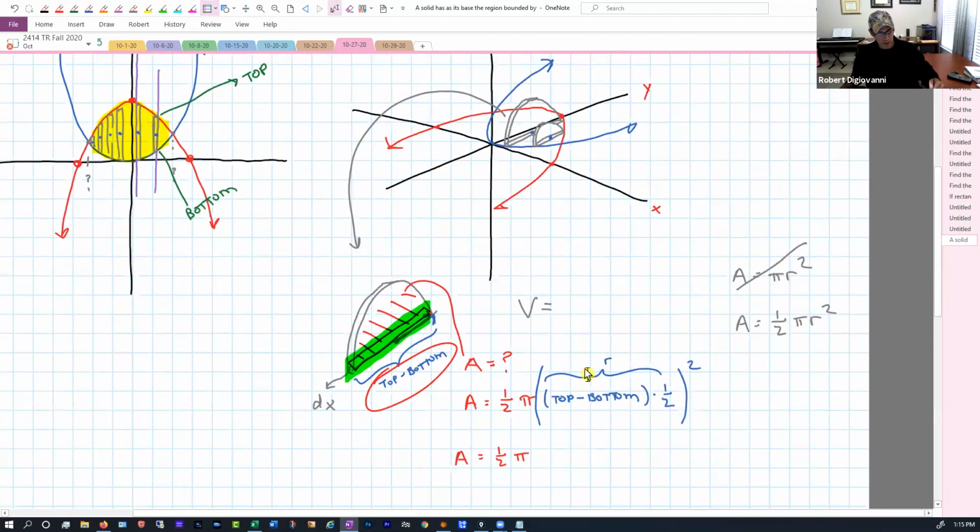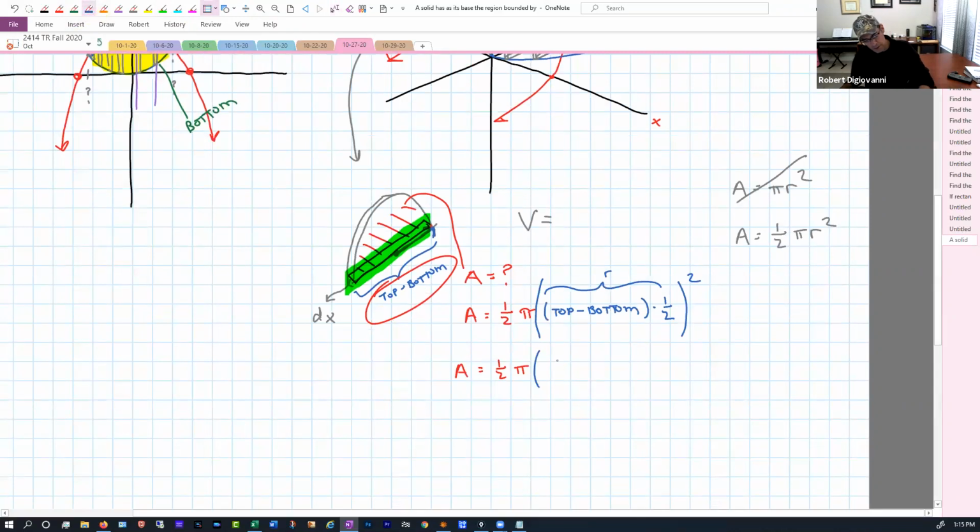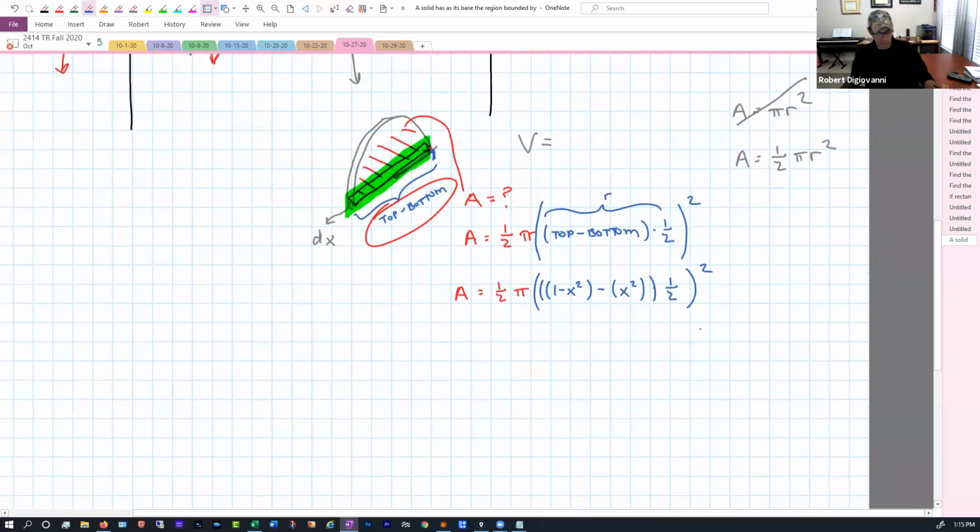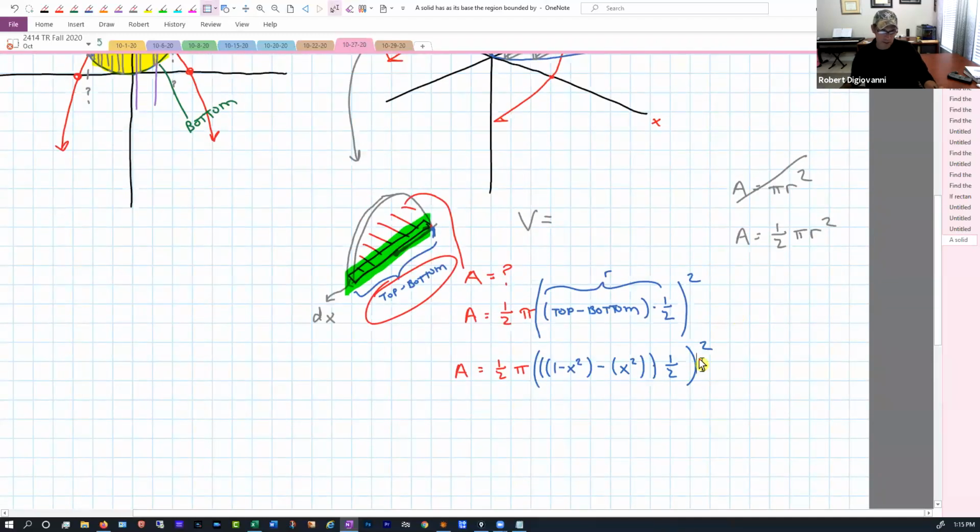So I need to square this. Let me write down what this is. The top we said was 1 minus x squared, minus the bottom, which is just x squared. But then all of that times a half. This is getting messy. I have too many parentheses. And then all that squared. Let me take care of the half. I'm just going to square the half. If I square the half, it becomes a fourth. I bring it out here, it becomes 1/2 times 1/4, which is 1/8 pi.